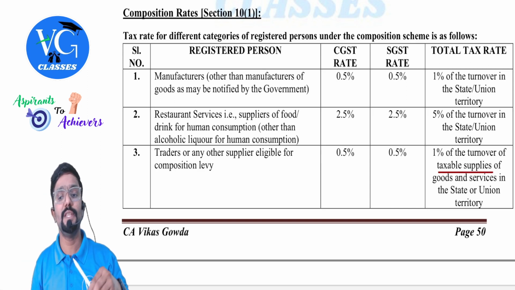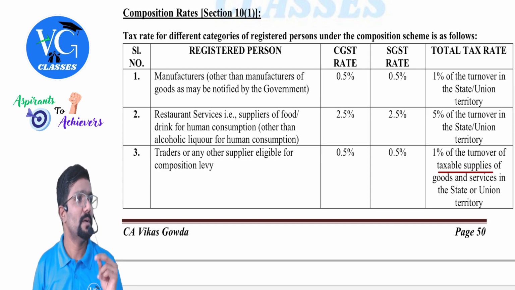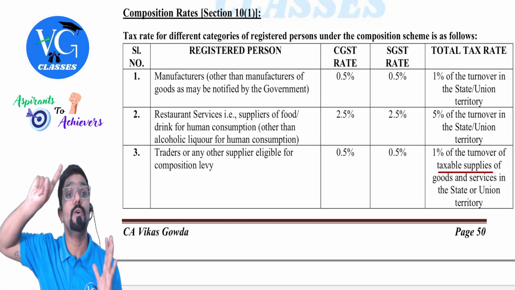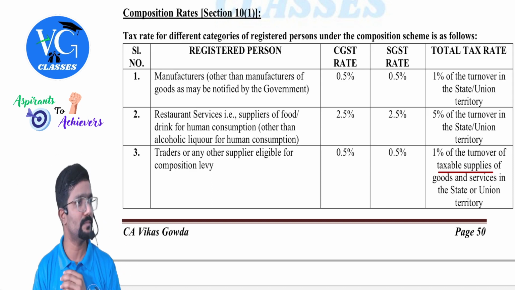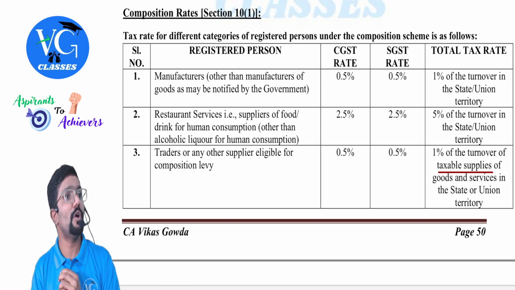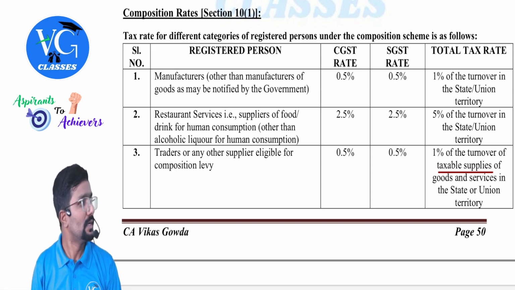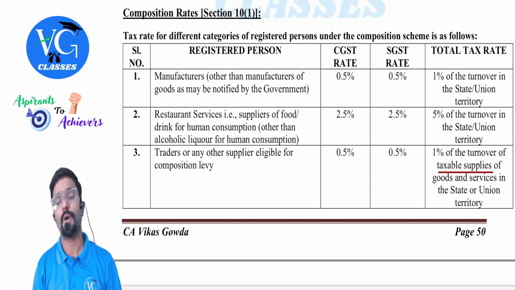Of goods and services in the state or union territory. Means, guys, if you are a manufacturer, you have to pay tax at 1% of your total turnover. But if you are a trader, you have to pay tax at 1% of what? Taxable turnover. Okay, I will explain this.